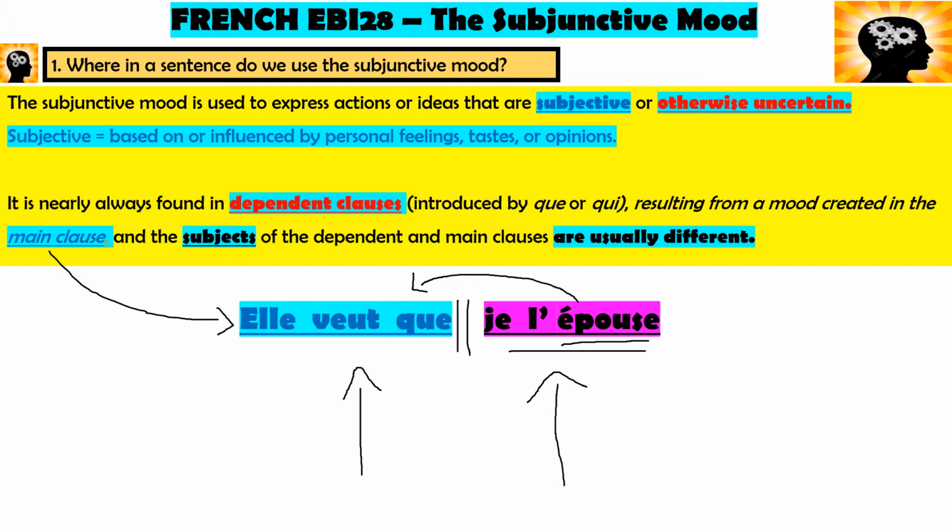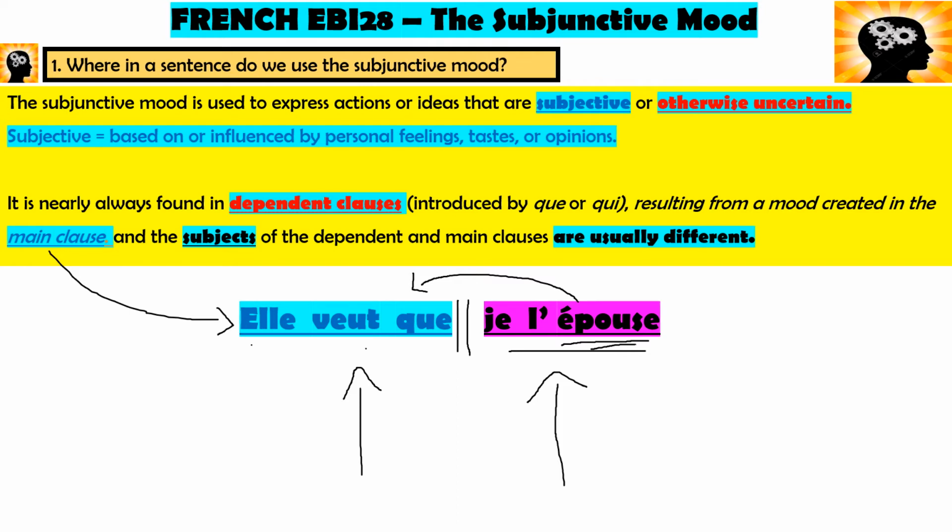Now this is the emotion that's created in the main clause. This says she wants that I marry her. Now obviously her wanting me to marry her is a strong feeling. She's desperate to tie me down. Elle veut que, so she wants me, she wants that I marry her. This is the subjunctive because you've created the emotion here in the main clause.